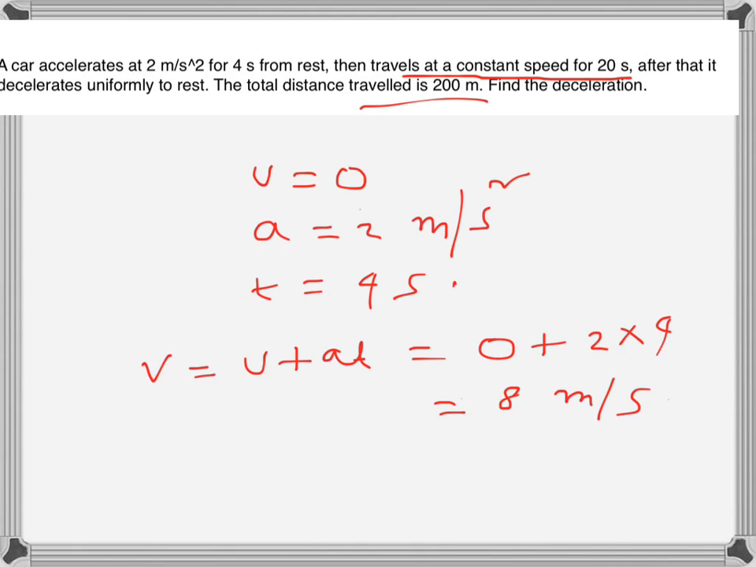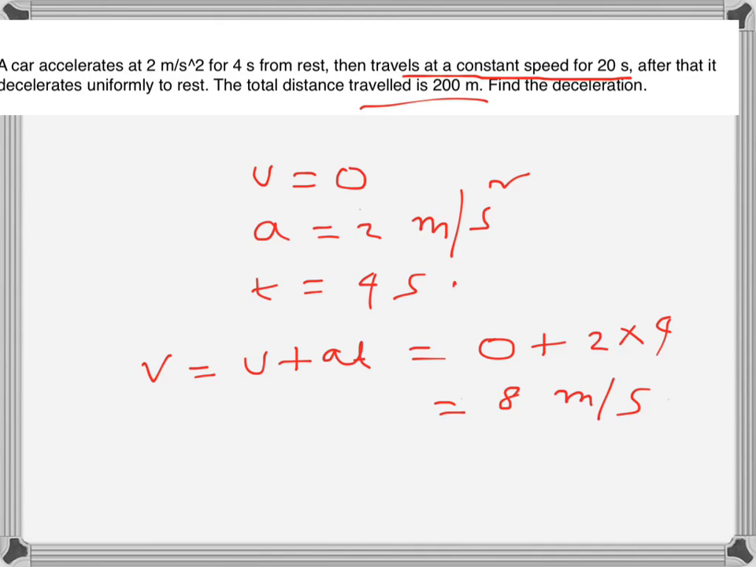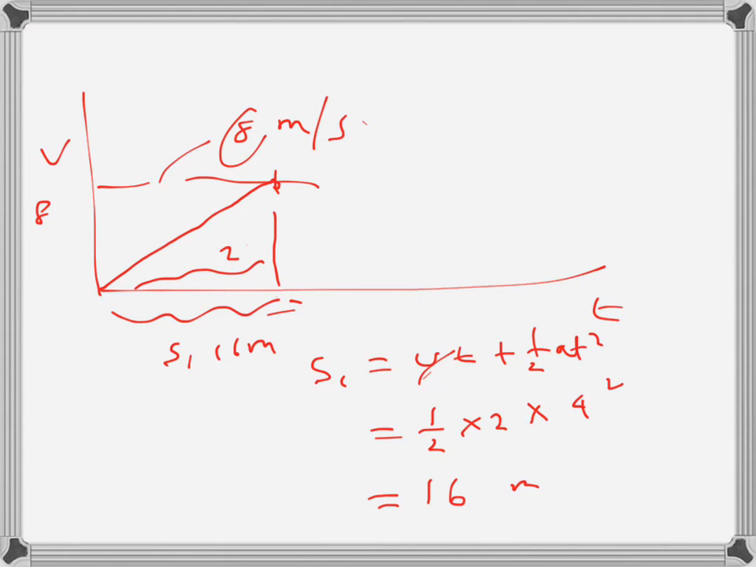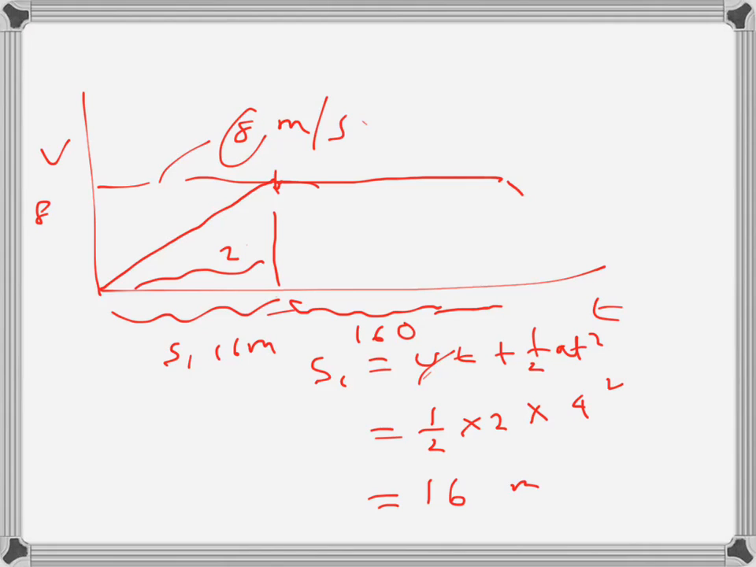Then it travels at a constant speed, that is this speed, for 20 seconds. So s2 will be vt, so that is 8 times 20, which is 160 meters. If we look at the velocity curve here, it goes for 20 seconds and the distance traveled is 160, and after that it decelerates uniformly to rest. So it comes to rest and total distance traveled is given as 200 meters.